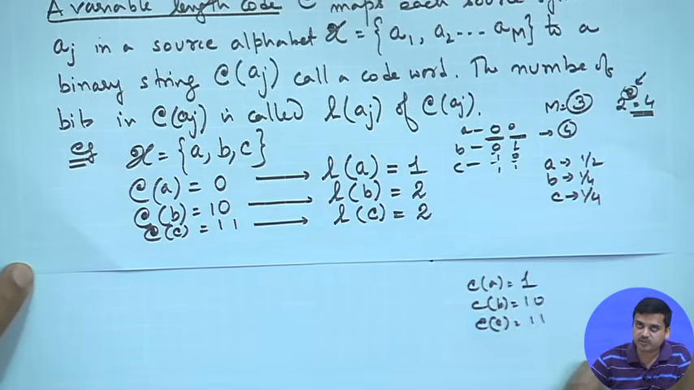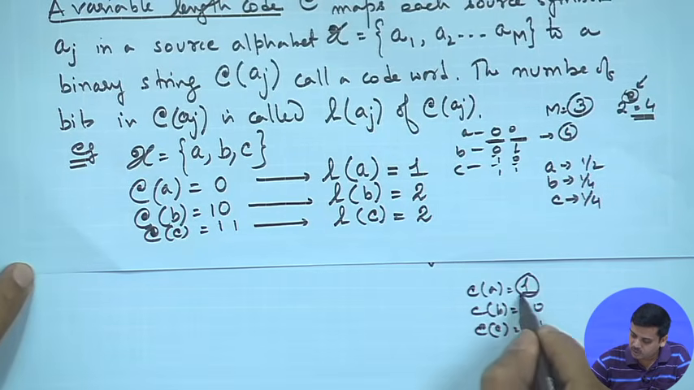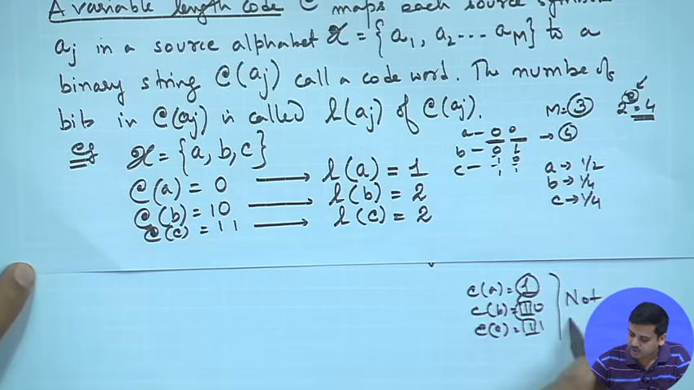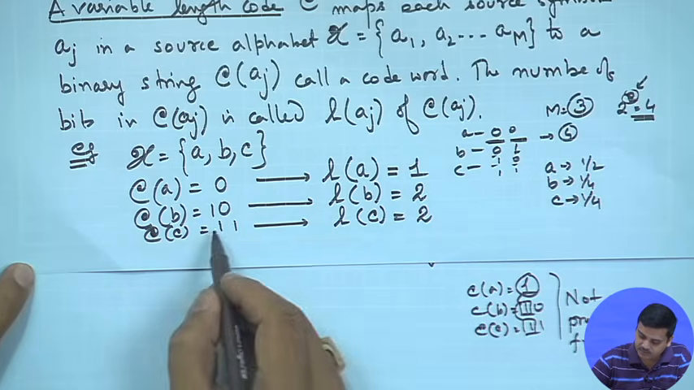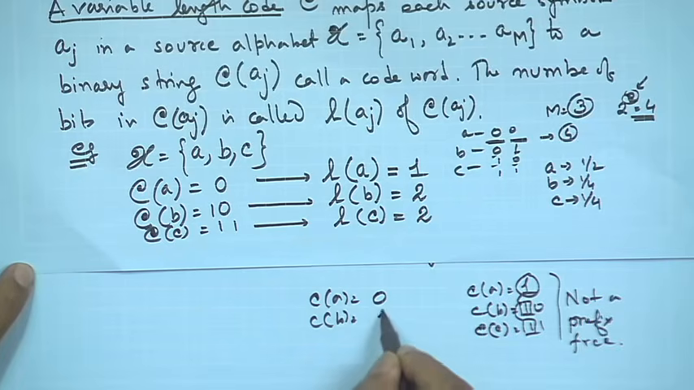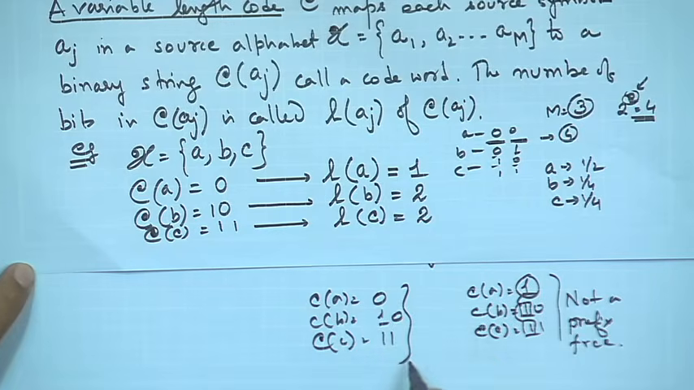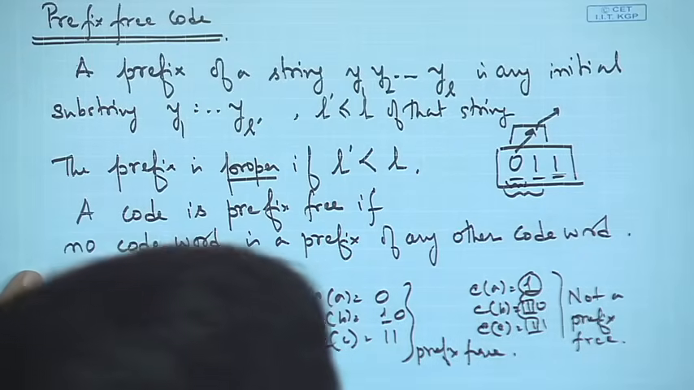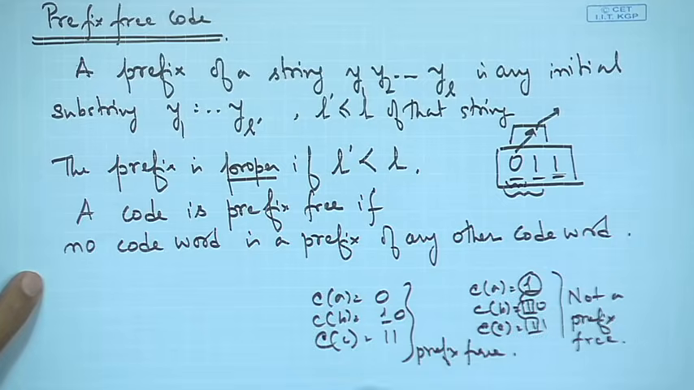Clearly, it violates the prefix free condition because 1 is a code which is a prefix over here. So, this is not a prefix free code, whereas in this particular example, C of A is equal to 0, C of B is equal to 1, and code of C equals 1 1. This is a prefix free code. So, this is how we can distinguish between a prefix free and a non prefix free code.